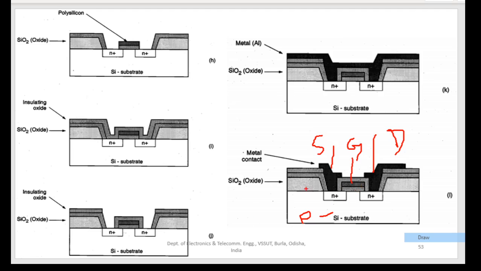So once again, we started with the p-type substrate and we formed two n plus regions for source and drain, and in between we formed the metal oxide semiconductor structure. This region will act as the channel that will connect the source and the drain. These are the terminals: the source connection, the terminal for connecting drain voltage, and the terminal for connecting gate voltage. So these are the steps for forming one NMOS structure.